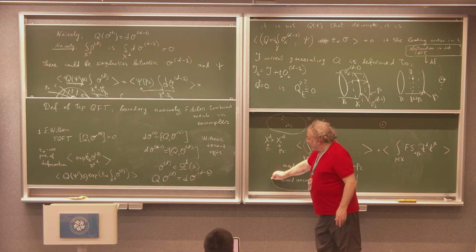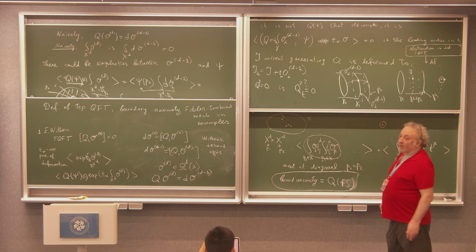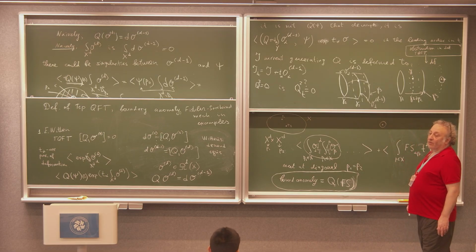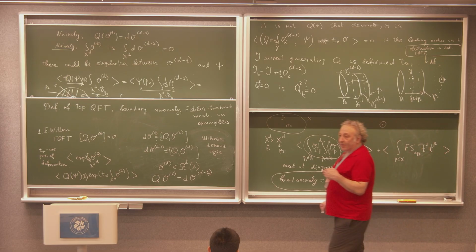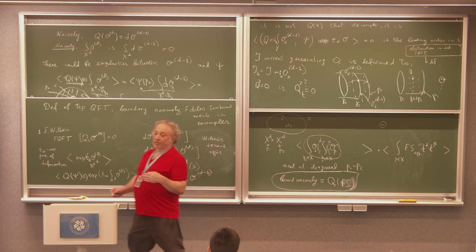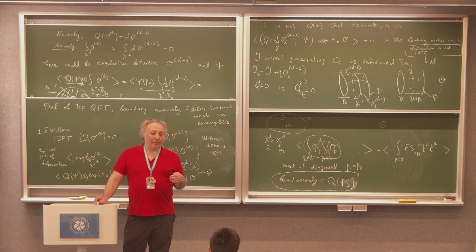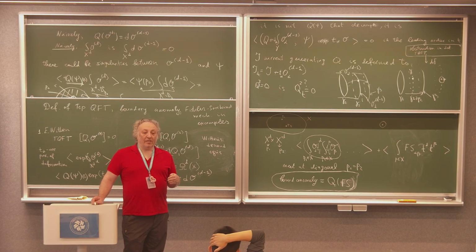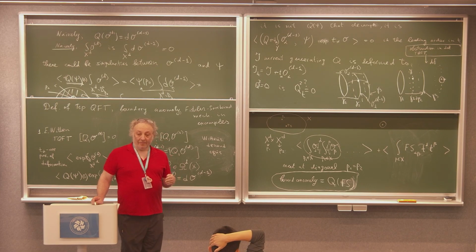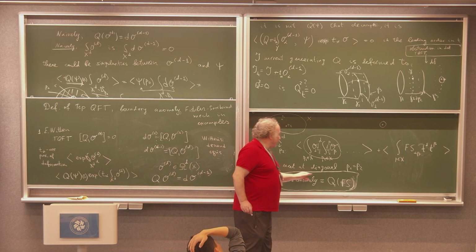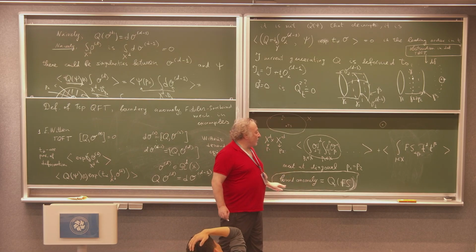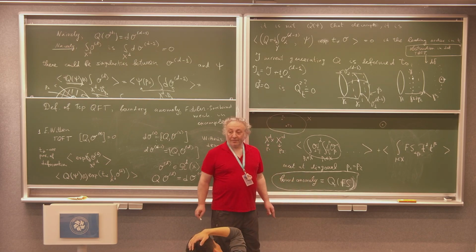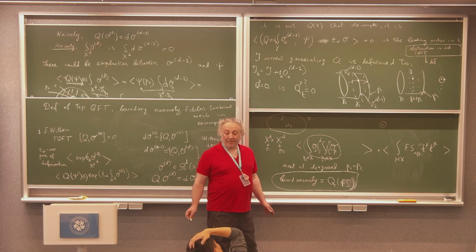And this is the condition for the formation of a topological theory. The boundary is cancelled by something that is Q exact. And then, of course, you may ask, what is the obstruction? The obstruction is, of course, the class of boundary anomaly in Q cohomology. It is the obstruction.